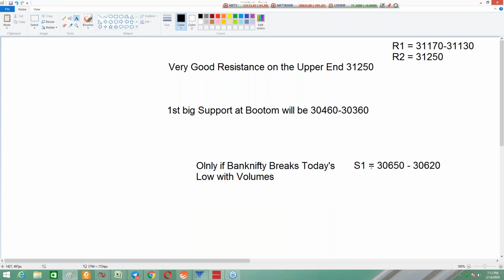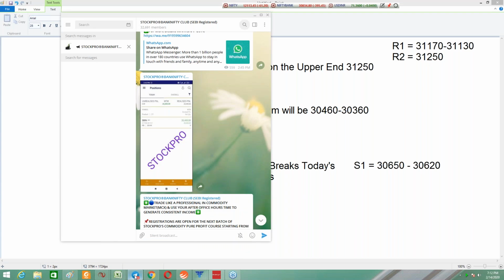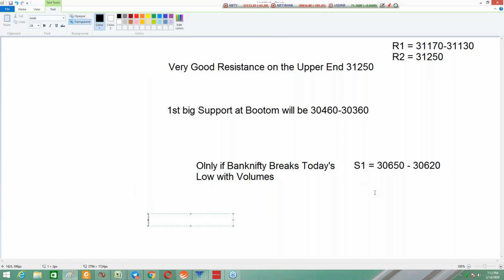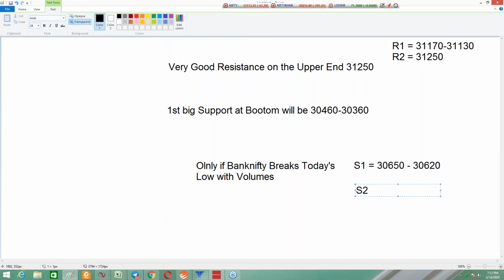And if that is also getting broken with volume, then you will get the biggest support, that is S2 in Bank Nifty, which will be 3460 to 360. That is very big support, right? This is big support. So watch out for these levels in Bank Nifty.